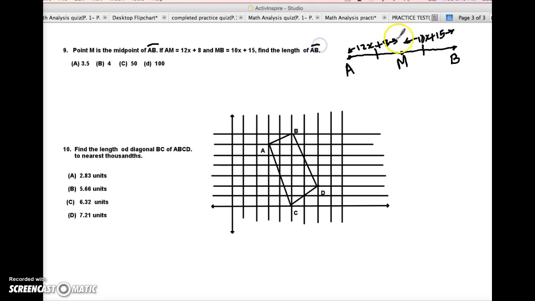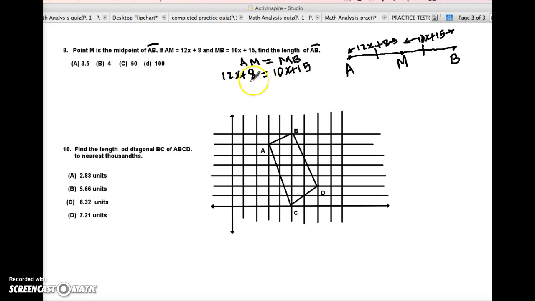Now, how can we do that? If we can ever find x, then we can plug it in either here or here and find half of the length. And once we find half the length, then we double it. So let's go ahead and find it. Since we have a midpoint, we're going to have two segments that are the same. So AM is going to be the same length as MB, since we have a midpoint. That means 12x plus 8 is going to be equal to 10x plus 15.